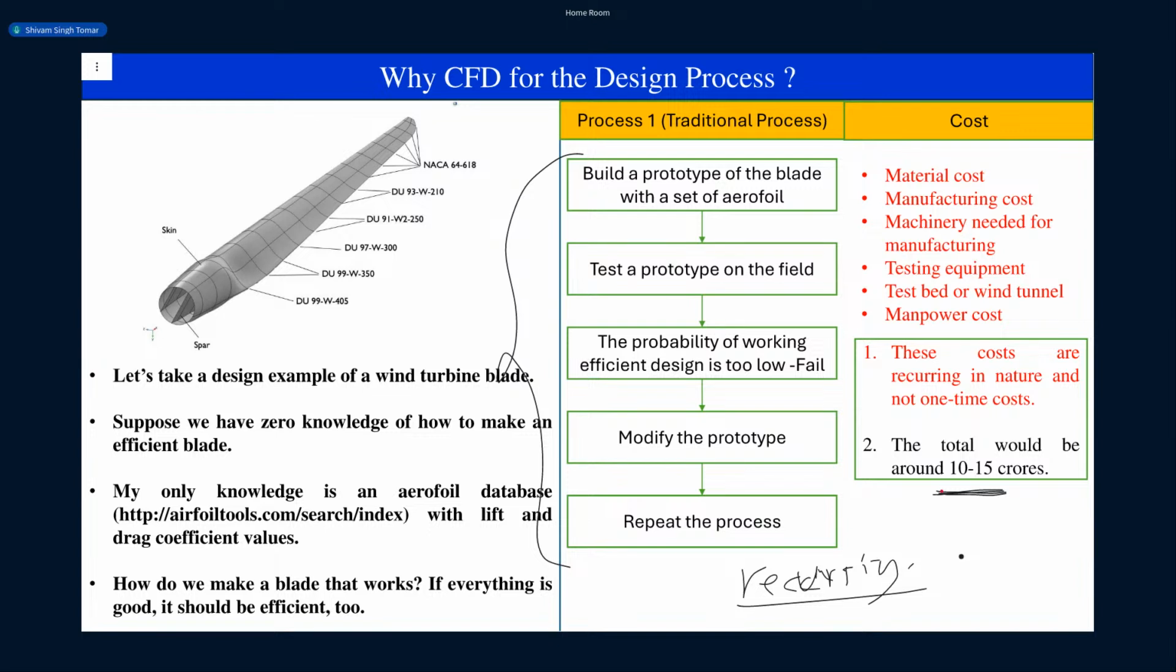If you see, there are only a few companies which have the wind turbine blades data. So this is even a smaller estimate of what they would have spent on designing a blade. Now I will go ahead and tell how CFD comes into the picture. Why we are learning CFD is because we want to reduce our costs for designing new products.